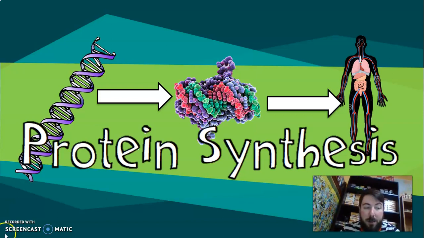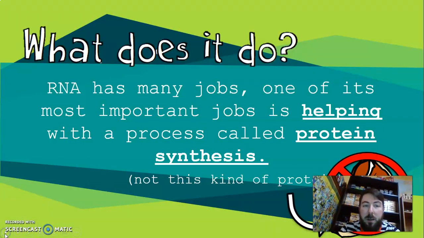I'm going to go back to our last lesson though, just quickly here. We talked about RNA. So remember, RNA is a little bit different than DNA. We talked about the similarities and differences. So for the RNA, one of the most important jobs that it has is to create proteins. So protein synthesis is just a fancy way of saying it creates proteins.